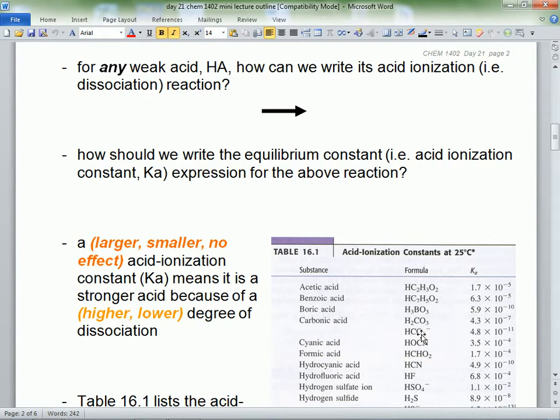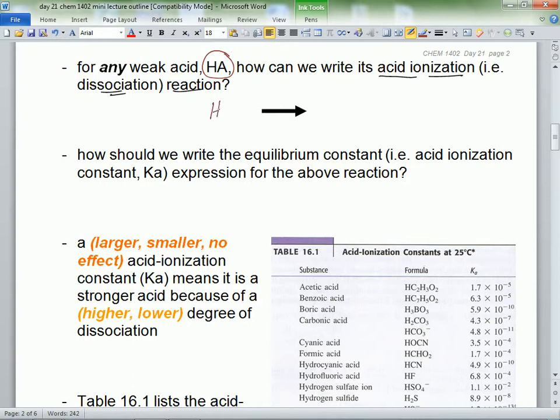So for any weak acid, HA, we're just going to mess with some terminology and try to get used to it. We're going to write its acid ionization reaction. They also call it the dissociation reaction. And if our weak acid is HA, how do you think you would write this weak acid dissociating?